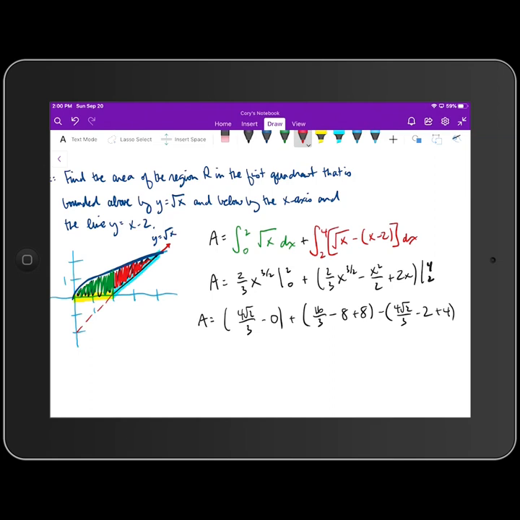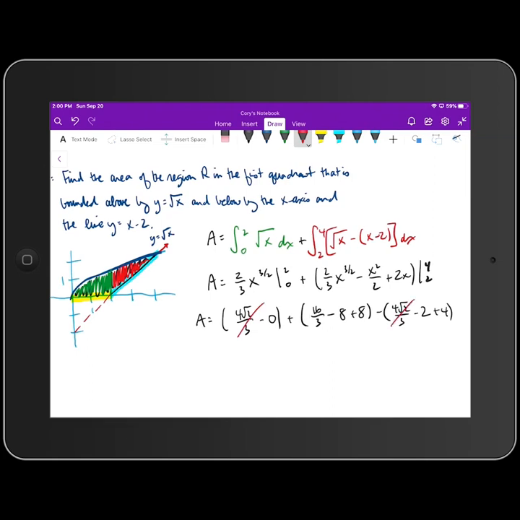Okay, so just to clean this up, we have a positive 4 rad 2 over 3 and a negative 4 rad 2 over 3. Those cancel. Negative 8 and positive 8 cancel. So that leaves me with 16 over 3 minus negative 2 plus 4. Negative 2 plus 4 gives me 2. And 16 over 3 minus 2 is 16 over 3 minus 6 over 3. So we get that area to be equal to 10 over 3.